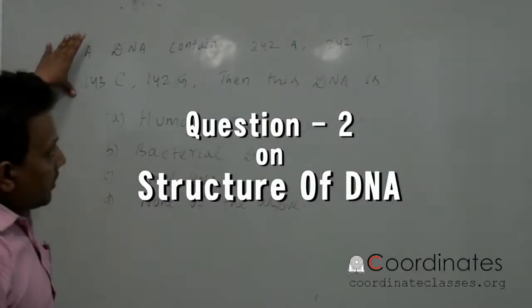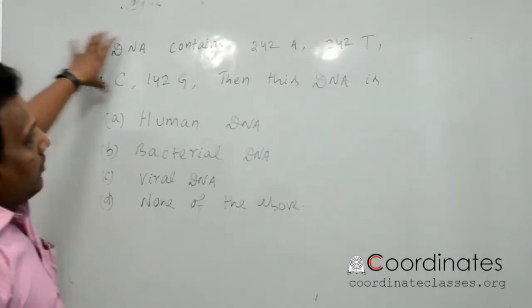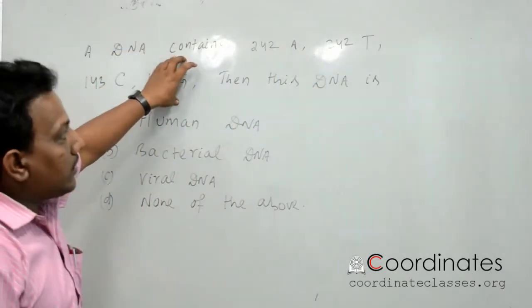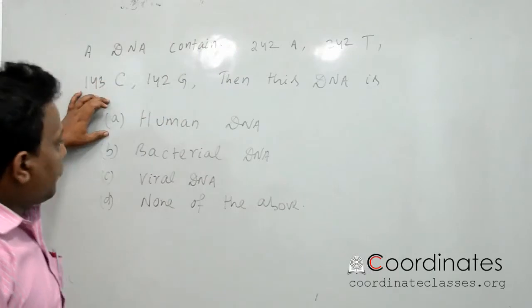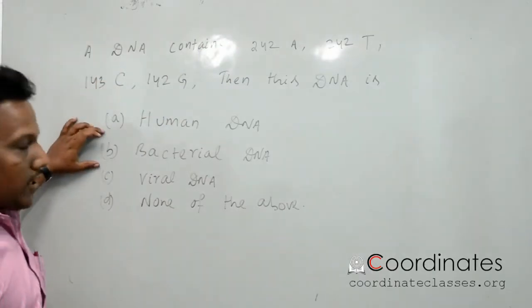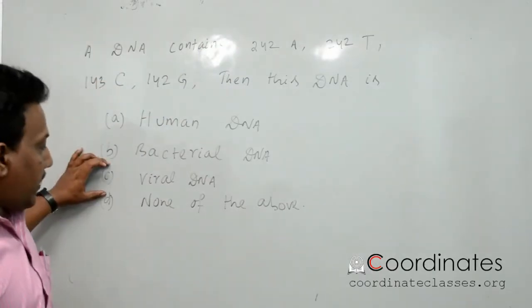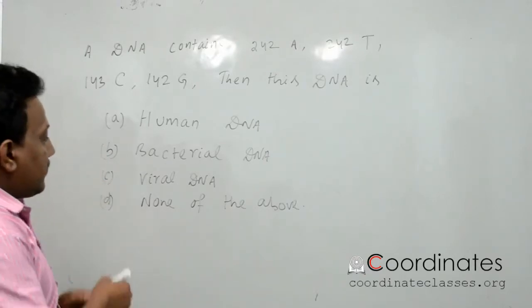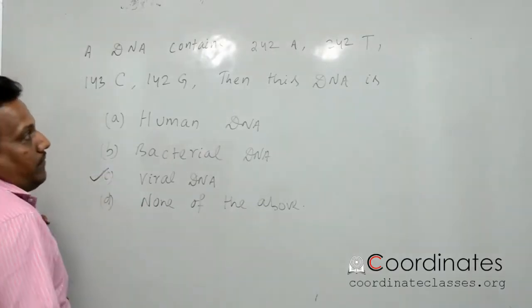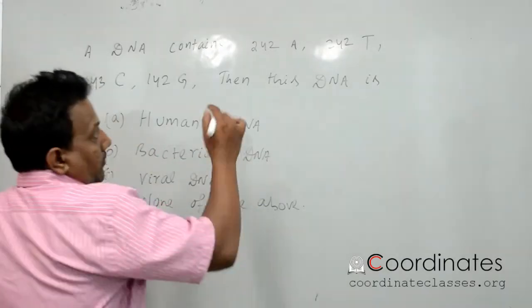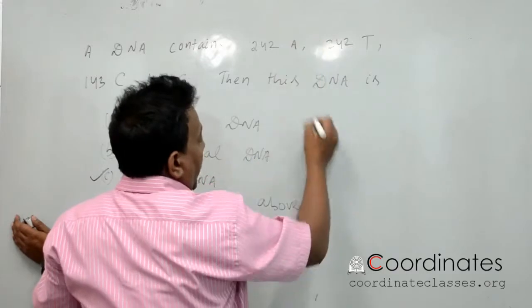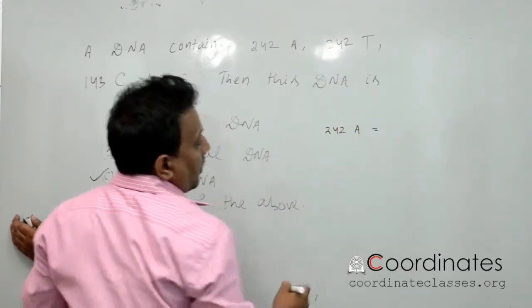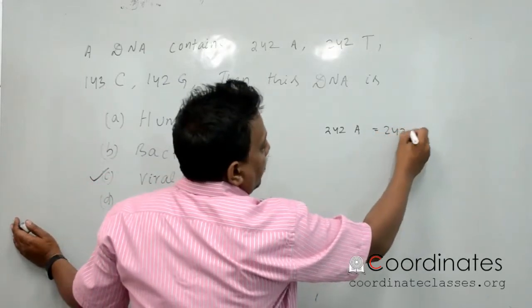Also, in this question: a DNA contains 242 adenine, 242 thymine, 143 cytosine and 142 guanine. Then this DNA is: first option human DNA, second option bacterial DNA, third option viral DNA, and fourth option non-viral. Now the answer is viral DNA. Why? According to the bonding pattern or complementarity, adenine always pairs with thymine. It means there are 242 adenine and 242 thymine.